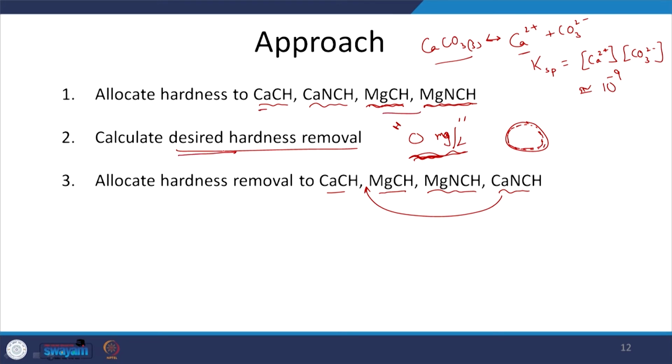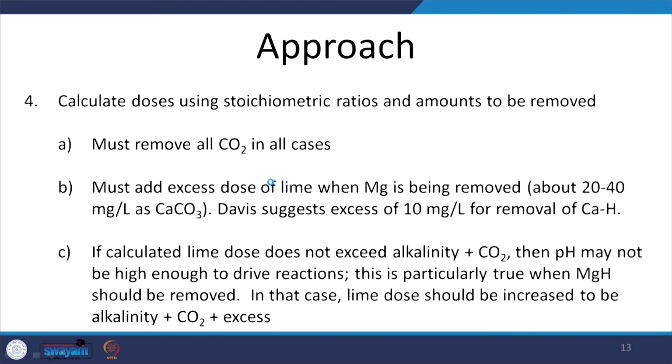Find out what the objective is, to what level you want to remove, is it 200, 150, 80, 40 or such, and then you calculate the amount of lime or such required, right? You want to remove carbon dioxide in all cases. If there is any carbon dioxide, all of it will have to be removed, and then add an excess dose of lime when magnesium is also being removed. You have magnesium carbonate hardness being removed, along with the calcium carbonate hardness.